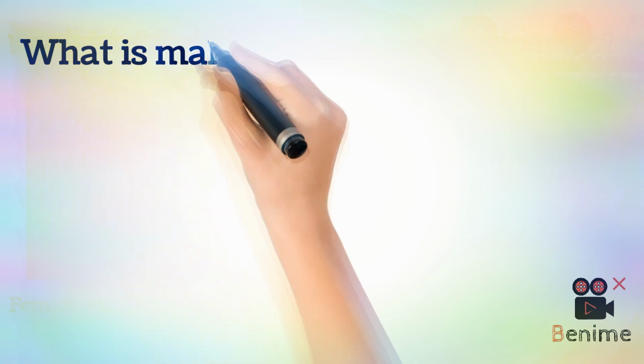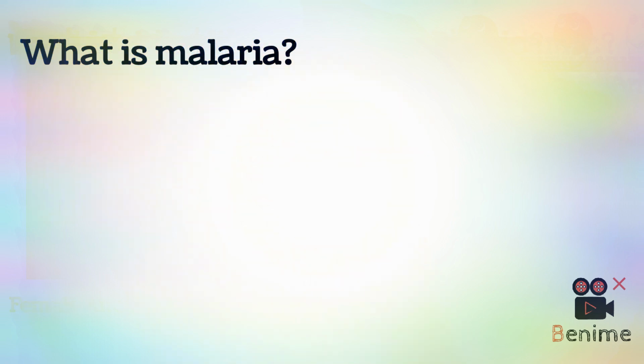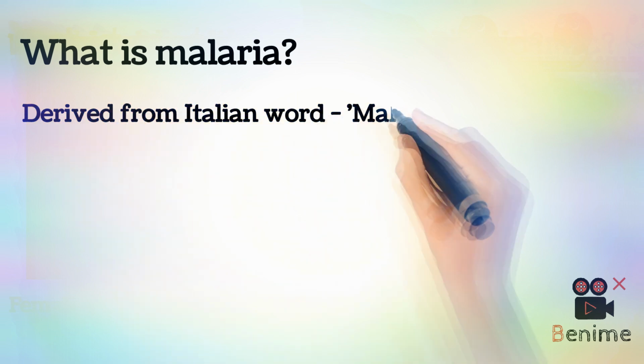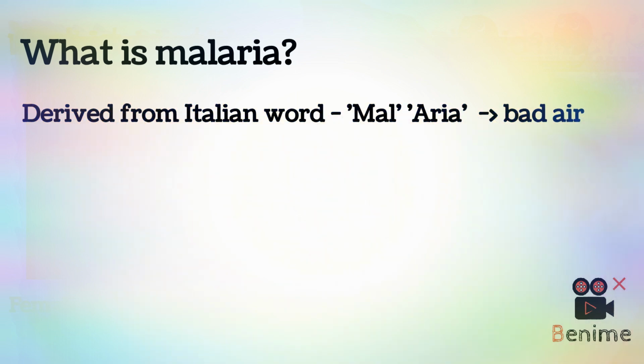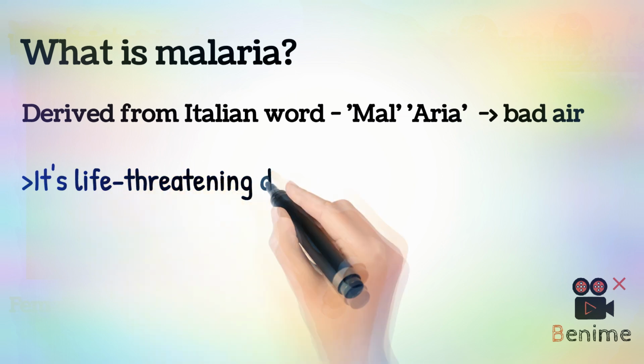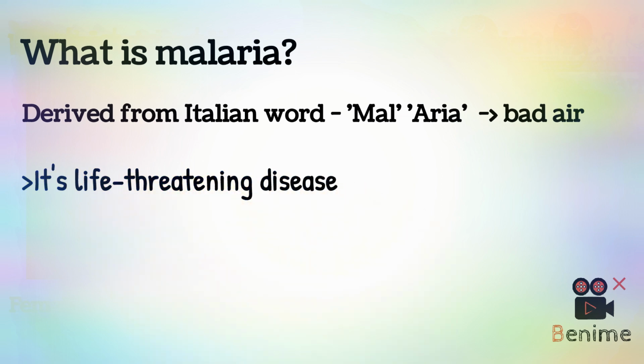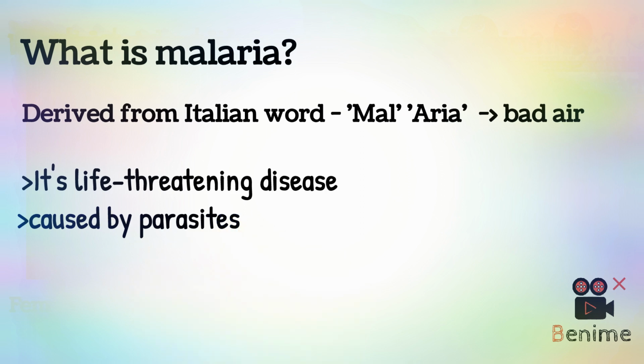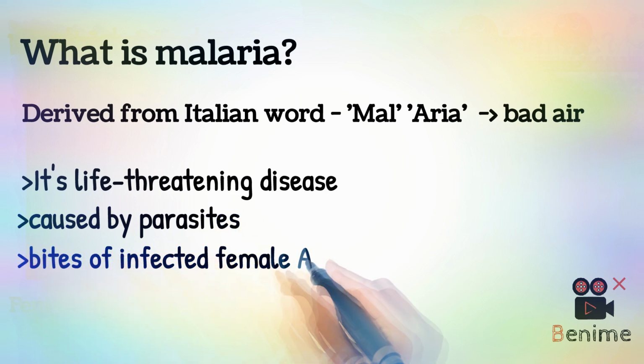What is malaria? Let's see in detail. Malaria is derived from an Italian word mala aria, which means bad air. Malaria is a life threatening disease caused by a parasite called Plasmodium, which is spread through the bites of an infected Anopheles mosquito.